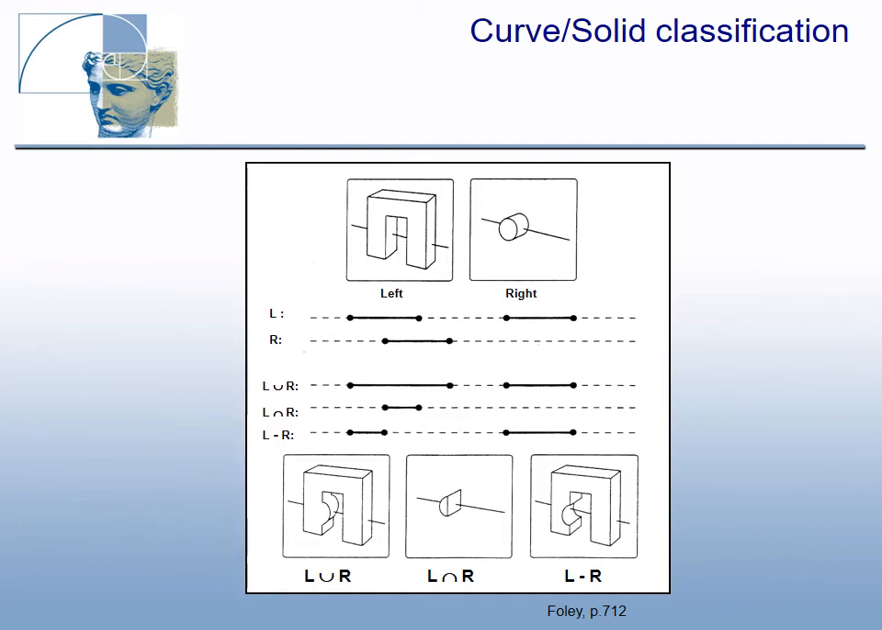The lower lines illustrate the union, intersection, and difference operations applied to the line segments obtained from the classifications. The lower images show the corresponding solids obtained from two primitives with union, intersection, and difference.